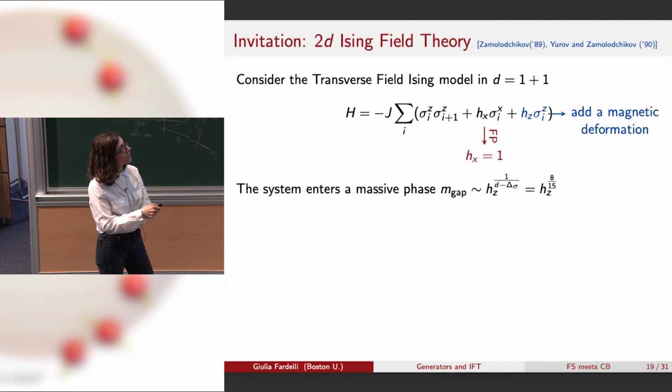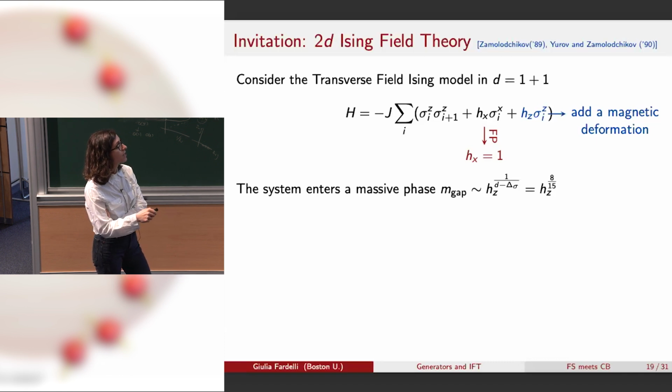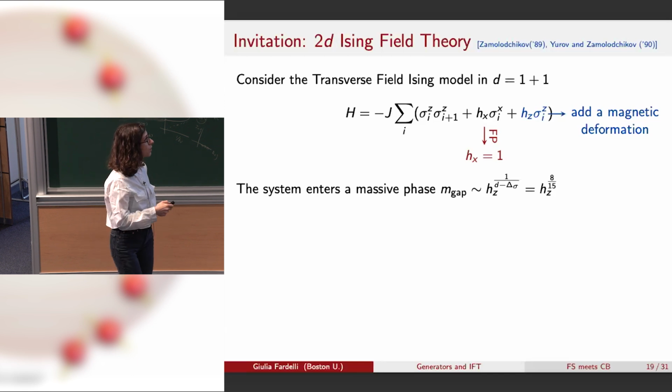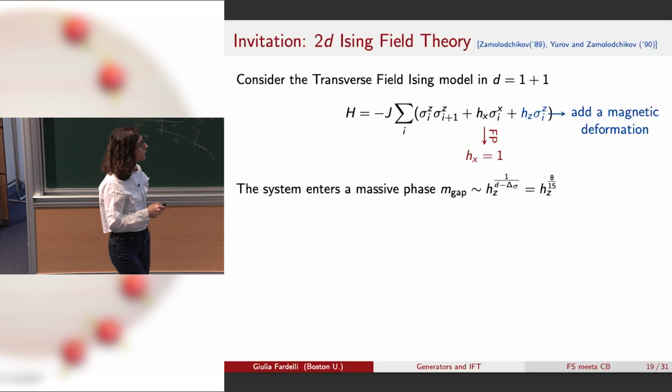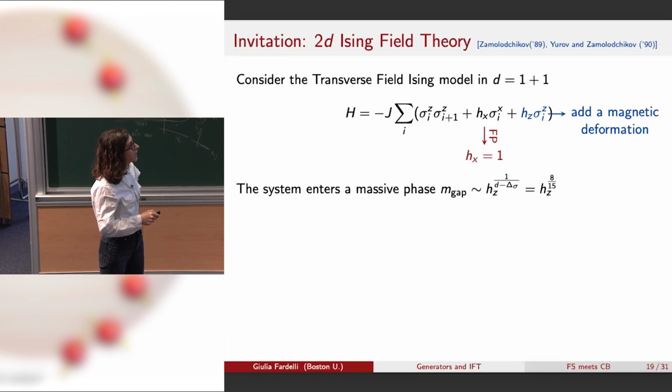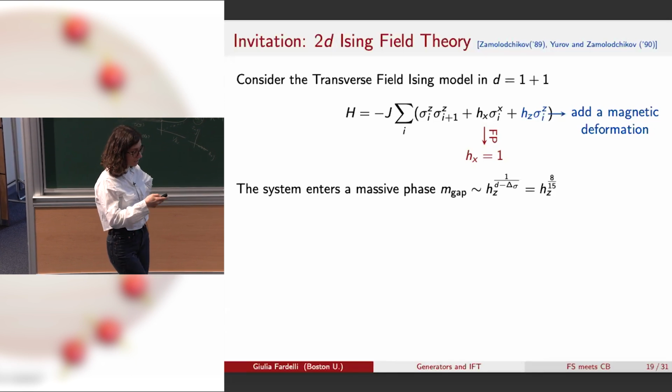Then we can add a magnetic deformation, so we add some Hz times sigma z. It is known that when we turn on this parameter, the system enters a massive phase. The bound states of this theory are known, because the theory turns out to be integrable, and they have been computed. Since this coupling is dimensionful, the mass gap is just given by Hz to the power 1 over (2 minus delta sigma), which in this case is Hz to the 8/15.